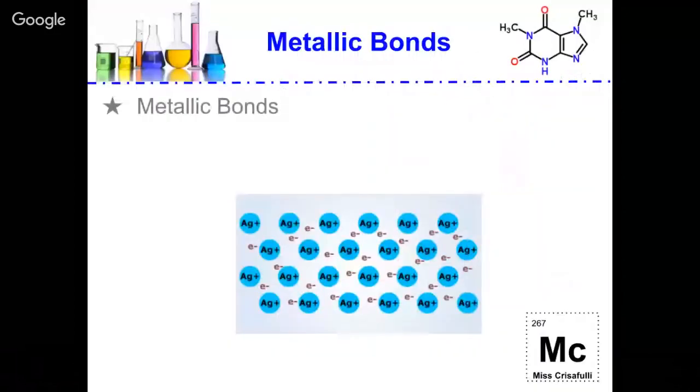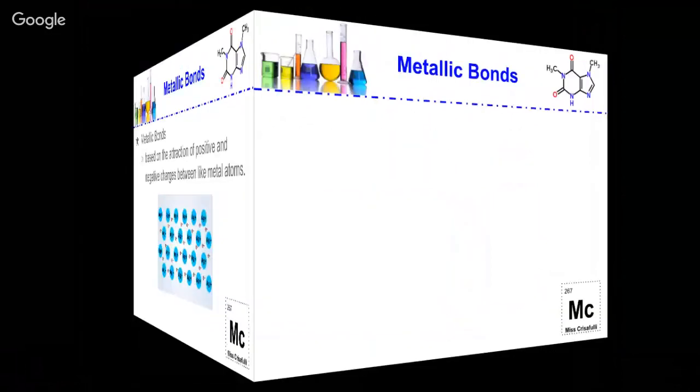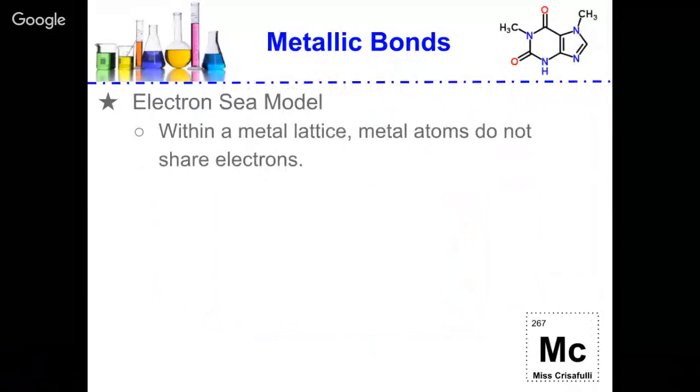So, metallic bonds are based on the attraction of positive and negative charges between like metal atoms. If we look at this picture, we have all silver atoms that are cations, and we have the electrons dispersed throughout. So the electrons are what we call an electron sea model.